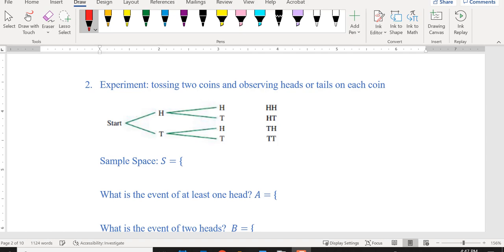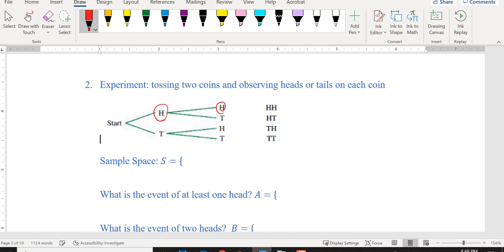Okay, number 2, our experiment is tossing 2 coins and observing heads or tails on each coin. So we're going to toss the first coin. If we got a heads on the first coin, and then we toss the second coin, we could either get heads or tails. So one event would be that we have H and then H. Another event is that we could have H and then T. Another event, if we had tails first, we could have tails and then heads or tails and then tails.